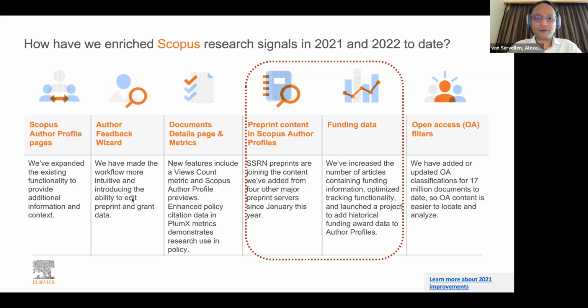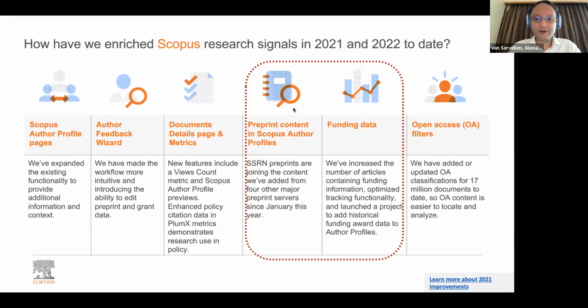We've updated the document details page. So when you find a particular article in Scopus, if you open that and you see what information is reflected representing a particular article, that's been updated to include new information, including PlumX metrics. Those are the alternative metrics that we've covered quite extensively in previous trainings.